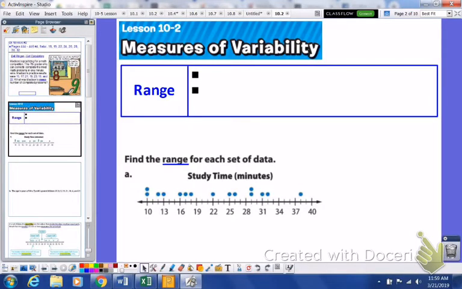In section 1, we talked about our measures of center. So in lesson 2, we're going to start talking about our measures of variability.